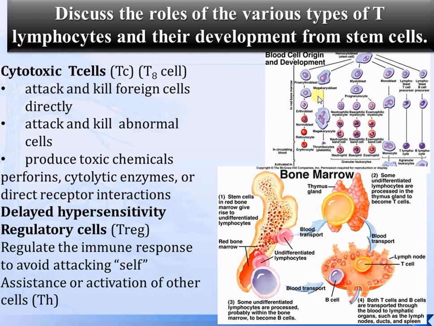The T helper cells, they also call T4s. Why do they call them T4s? Because they have a CD4 on their surface that responds to MHCs. So the cytotoxic cells, they call T8s, the T helpers, the T4s, and you definitely have to remember the T helpers because when you're bumping into things about HIV, AIDS, other immunocompromising disorders, they talk a lot about the T4 cells.